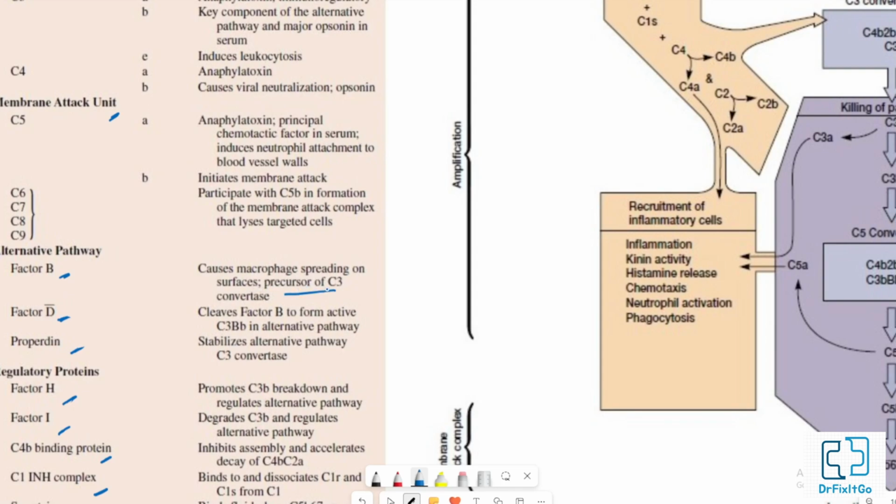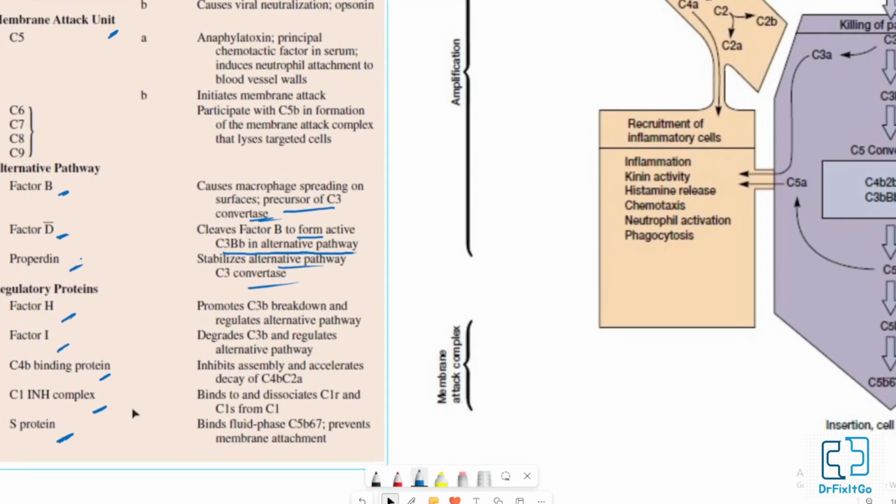Factor B is the precursor of C3 convertase, and factor D cleaves factor B to form active C3bBb in the alternative pathway. Properdin stabilizes the alternative pathway C3 convertase. Factor H promotes C3b breakdown and regulates the alternative pathway. Factor I degrades C3b and regulates the alternative pathway.